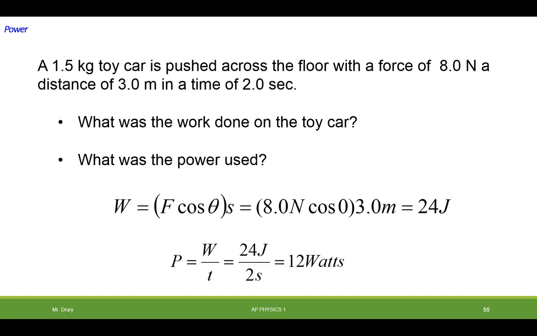How much power was utilized? You would just take that work divided by the time. Now that power is an average power. Okay, so that comes out to be 12 watts.